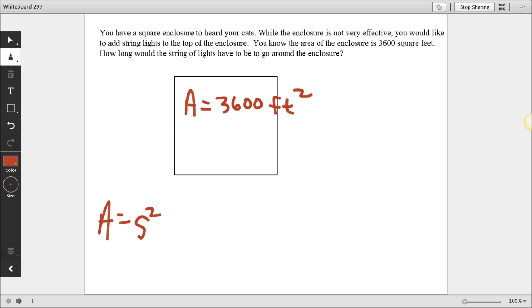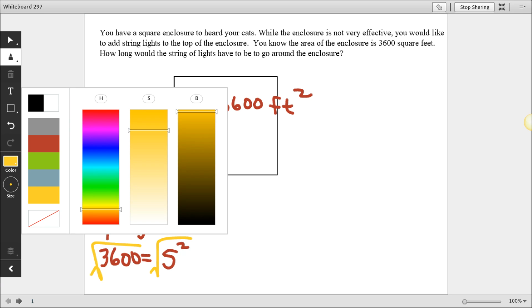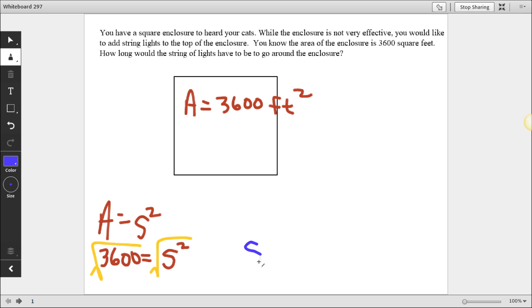Well, we know the area is 3,600 square feet. So we're going to replace area with 3,600 square feet. And we know that's side squared. Well, how do we figure out side? So what we have to do here is we have to take a square root. This is a lesson about radicals. So, it makes sense that we would take a square root. And that's going to tell me that one side of the enclosure is the square root of 3,600. Get your calculators out. Square root of 3,600.